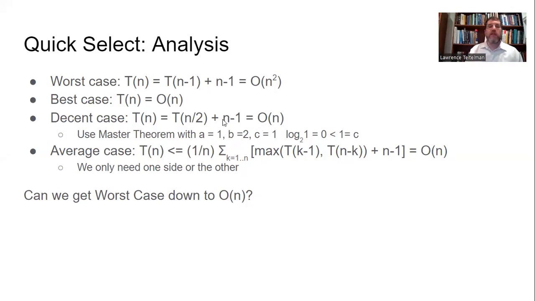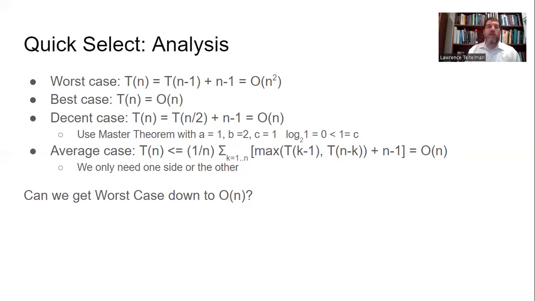How do we know it's O of n? Because A equals 1 if I use my master theorem, B equals 2, C equals 1, and I use the master theorem to get me that. Now comes the hard part. If you thought the recurrence we did yesterday was bad, this is worse.